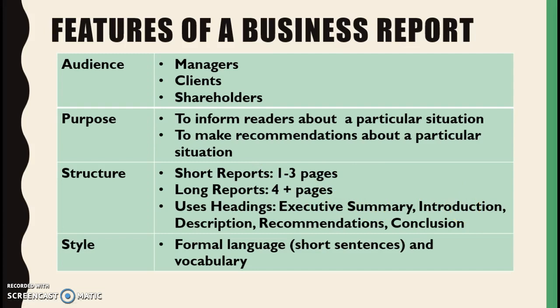What's it about? What's the purpose? Topic and purpose. Description. What are we talking about? Describe the service, why we need it, how it's going to help the company or the product. Describe the options. What can we do? We have these services or we have these products. Make a recommendation. Which one do you think is the most suitable for the company and why? And then your conclusion. Where do we go from here? The style, always formal language, often short sentences, and we keep our vocabulary professional.